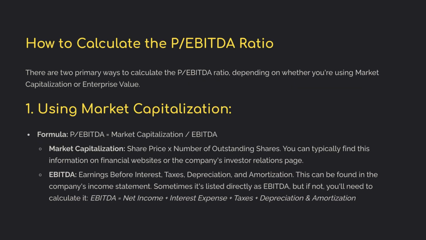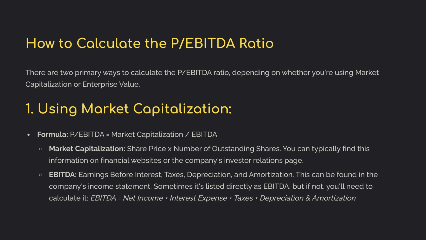How to calculate the P over EBITDA ratio. There are two primary ways to calculate the P/EBITDA ratio, depending on whether you're using market capitalization or enterprise value. 1. Using market capitalization, formula: P over EBITDA equals market capitalization over EBITDA. Market capitalization is share price times number of outstanding shares. You can typically find this information on financial websites or the company's investor relations page.